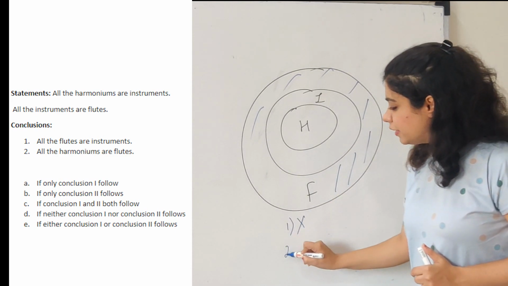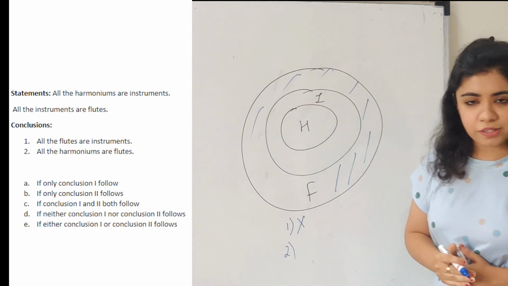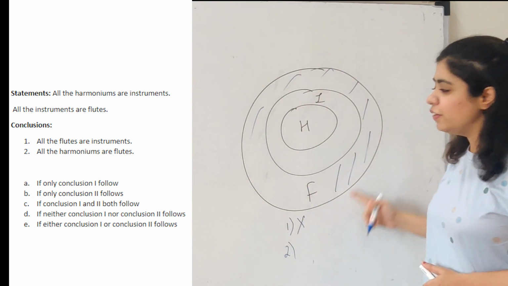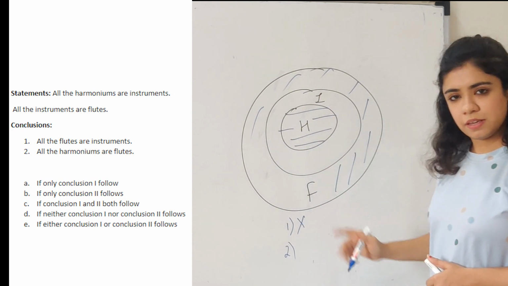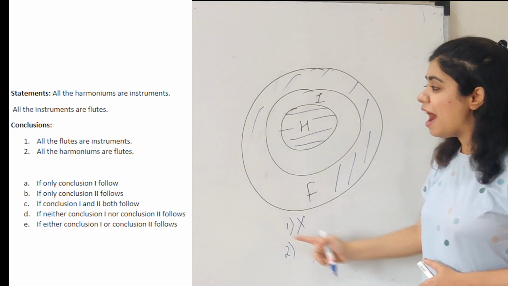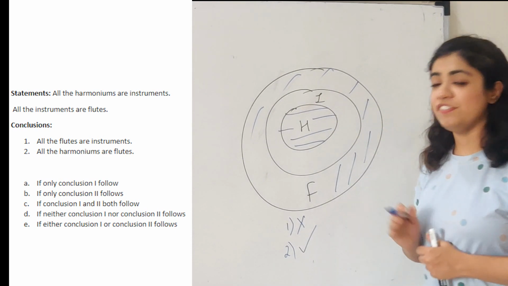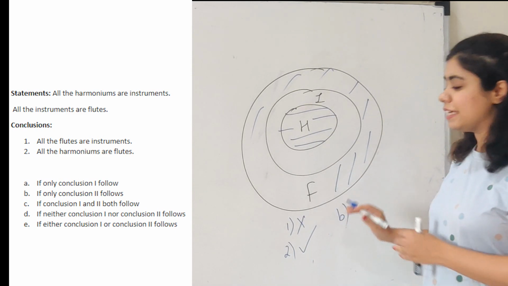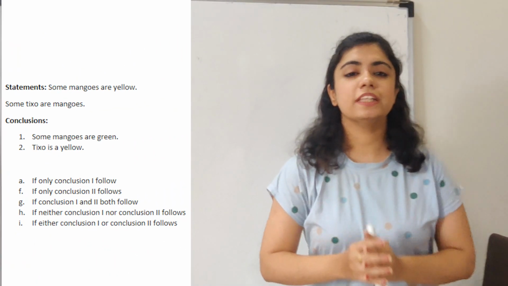Now if we talk about conclusion 2, all the harmoniums are flutes. Yes, see, this is the region of harmoniums. All the harmoniums are flutes. It is visible. So conclusion 2 is definitely correct. So what does this mean? Option B is your answer. Only conclusion 2 follows. Now, let's look at the next problem.